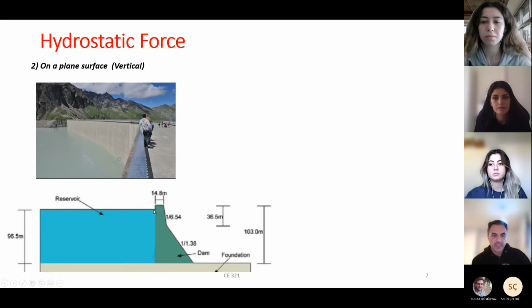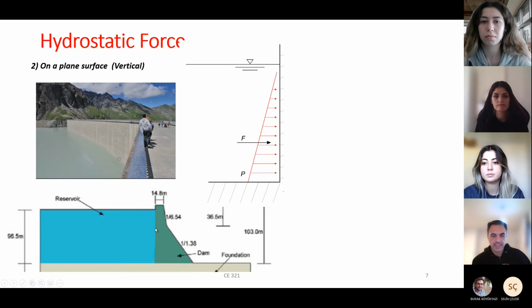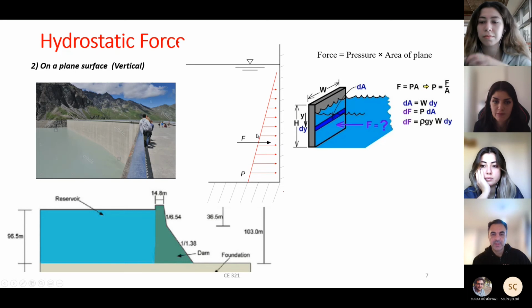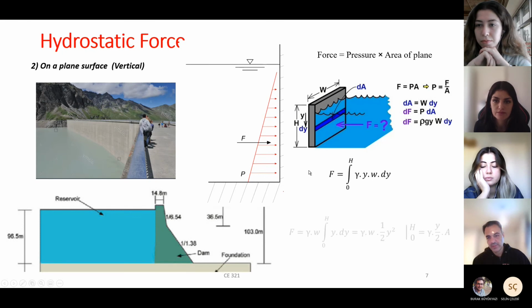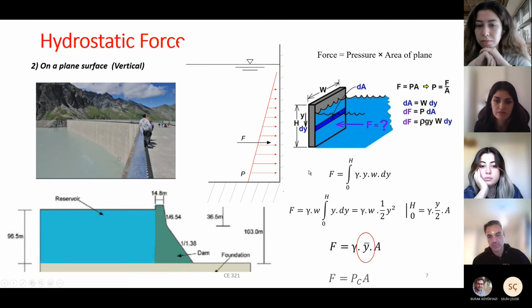Then we saw that in vertical planes, pressure is not constant, and pressure varies linearly from top to bottom. Moving downward, pressure increases. Therefore, we need to find a point which represents the equivalent pressure at the entire vertical plane. After this calculation, we saw that the point was the centroid, and we said that force acting on a vertical plane equals the pressure at the centroid times area.